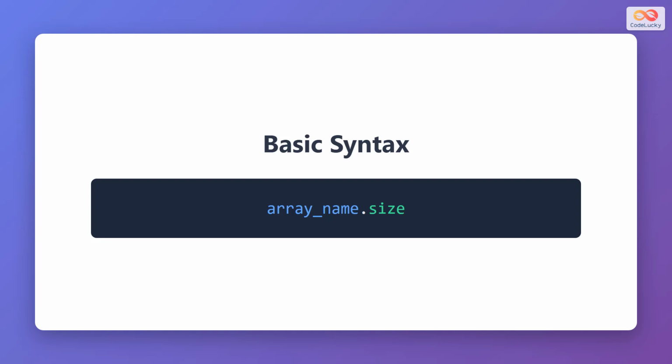Using the size attribute is straightforward. You simply write your array name, followed by a dot, and then the word size. This is an attribute, not a method, so you don't need to include parentheses at the end. It directly returns the count of elements.